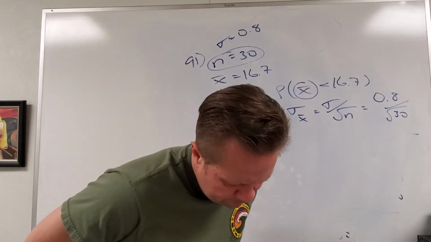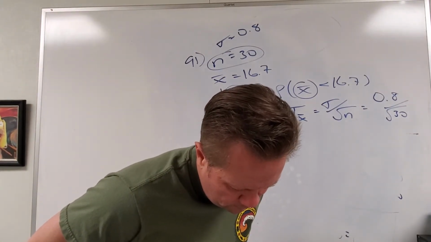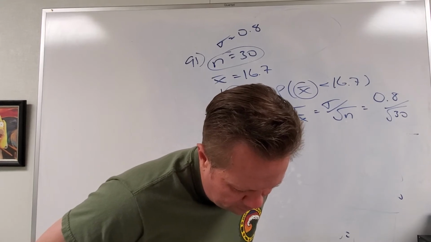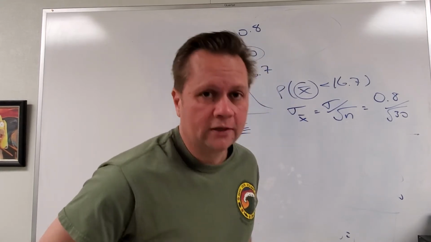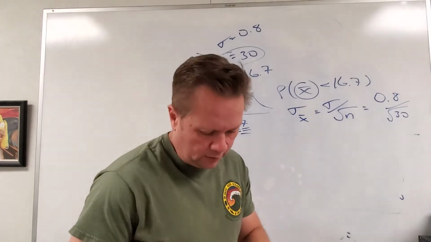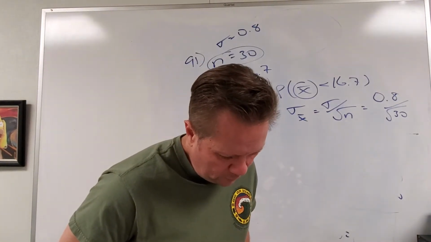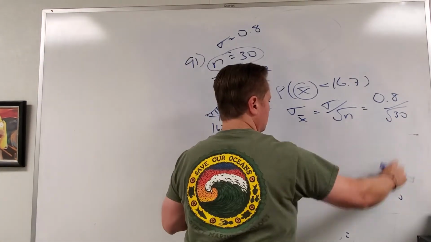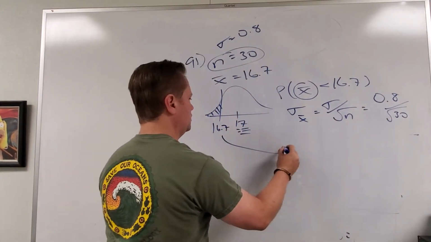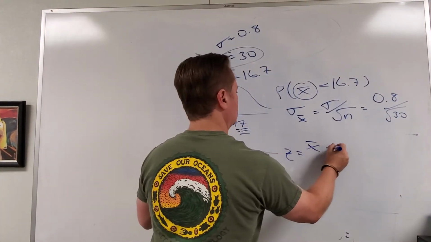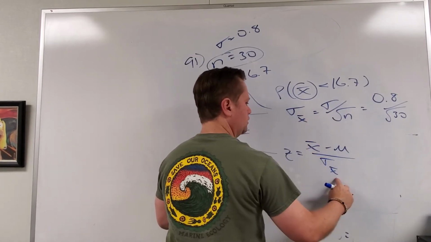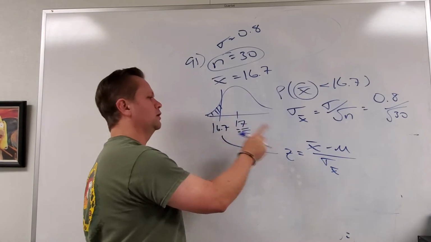I don't know why they said exactly 30. That's kind of silly, but I guess we're assuming that's good enough. So it's normally distributed. Once you do this, you can change this into a z-score using the new standard deviation you found, and once you get a z-score, you can look it up.